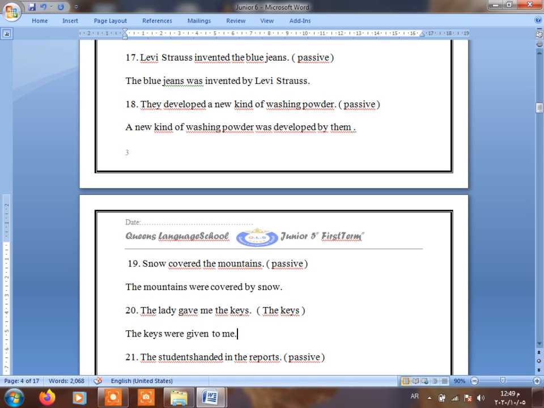What if I want to make the sentence with the second object, which is me here? So it will be like that. Of course, I will not start the sentence with me. So I was given the keys by the lady. Okay, move to the next one.